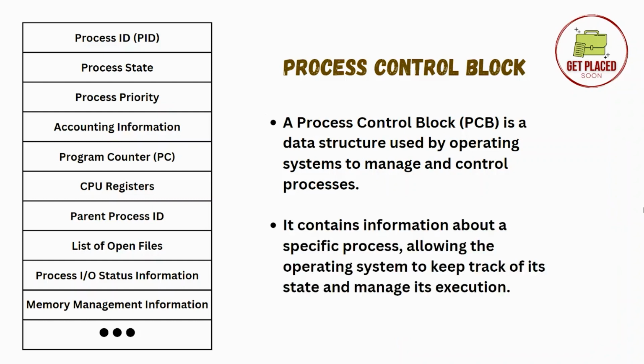Moving ahead, let's see what it contains. It contains information about a specific process, allowing the operating system to keep track of its state and manage its execution. So during execution, it's very important to know the details of the process. As we discussed in the previous videos also, the operating system is the one which manages multiple processes. So during that management, during execution, we need to know the information about the process. And this information is stored in this format called process control block.